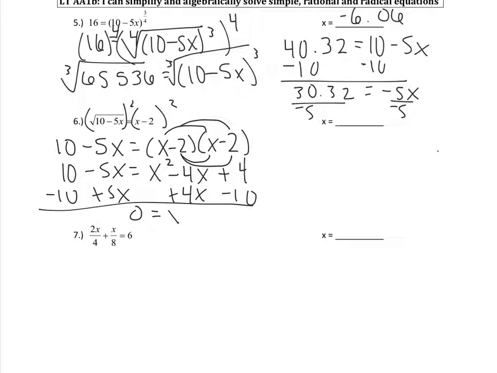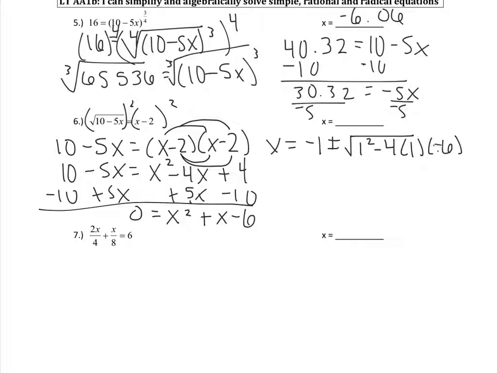0 equals x squared, and I just wrote a 4x instead of a 5x, plus x minus 6. Now I'm going to run out of room here, so I'm going to write out the quadratic formula for you. And remember that a is 1, b is 1, and c is negative 6. So it's negative 1 plus or minus the square root of 1 squared minus 4 times 1 times negative 6, over 2 times 1.